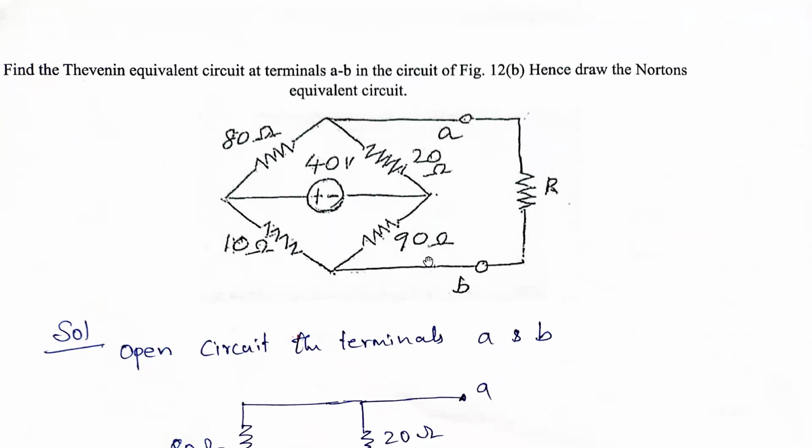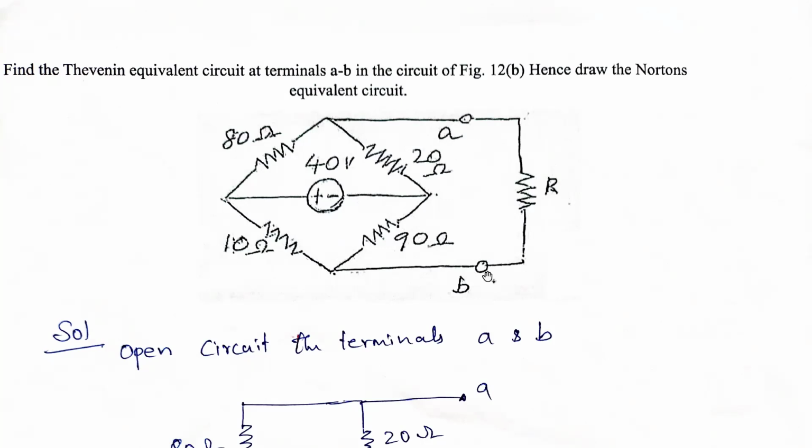Very good morning. Today we are going to see a problem on Thevenin's theorem as well as Norton's theorem. Take down this problem. Find the Thevenin's equivalent circuit at the terminals A and B in the circuit as shown in the figure below. Hence, draw the Norton's equivalent circuit. So we need to find out the Thevenin's equivalent circuit as well as the Norton's equivalent circuit.